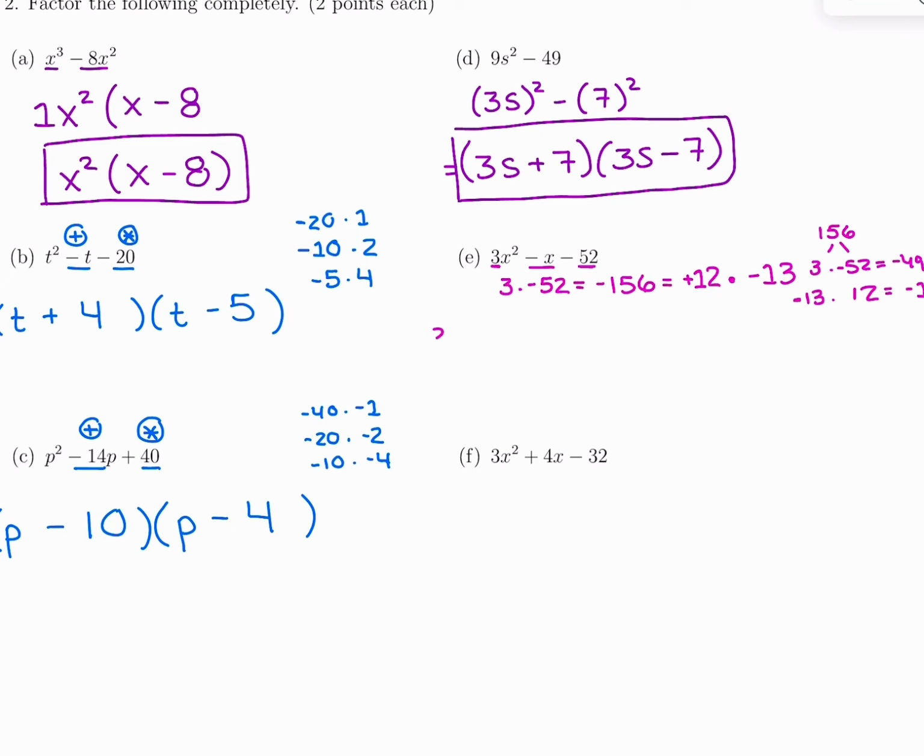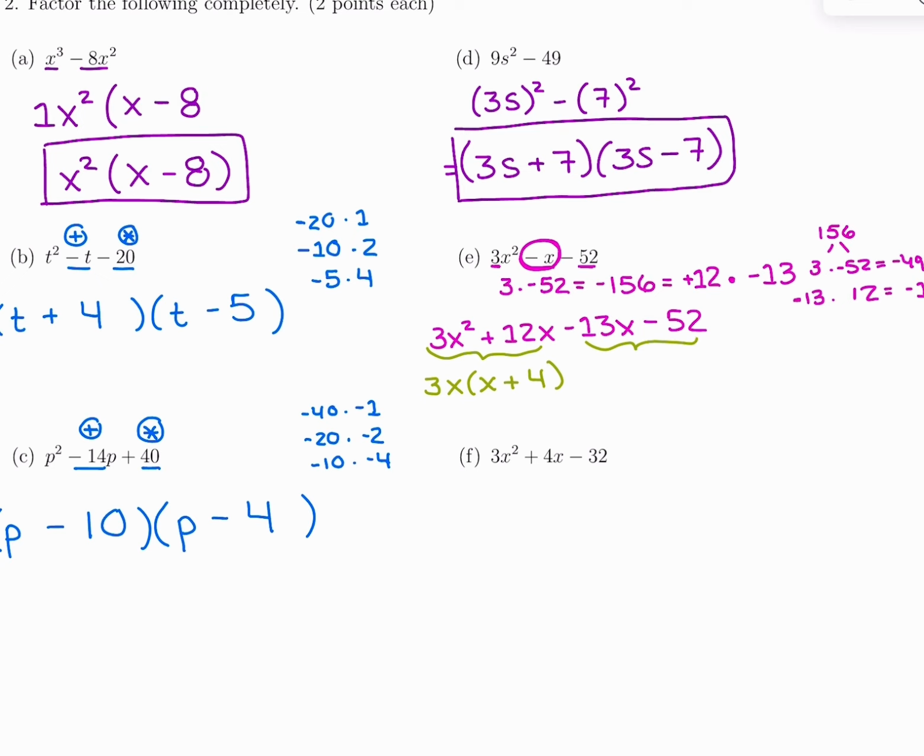So I'm going to rewrite this as 3x squared plus 12x minus 13x minus 52, because that negative 1x is the same thing as 12x minus 13x. All I did was rewrite the original problem. That way I can now factor by grouping. I'm going to look at my first group here. The greatest common factor is going to be 3x: 3 is the biggest number, x is the least power of x. So 3x times x is 3x squared, and 3x times 4 gives me 12x.